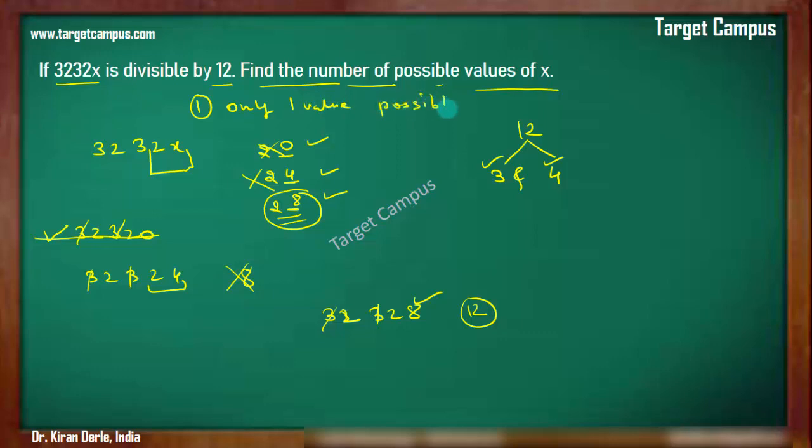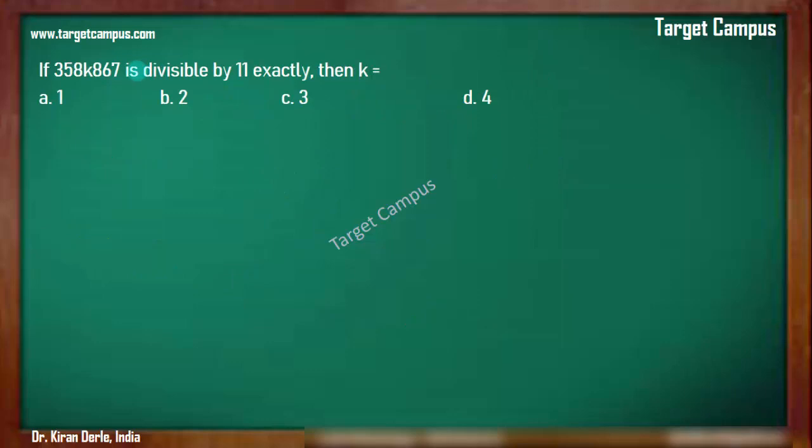I hope you are getting this point, guys. We are going one level higher, right? I hope it is clear. Fine. If this is divisible by 11 exactly, then what is k? Now let us put that number here. 3 5 8 k 8 6 7.